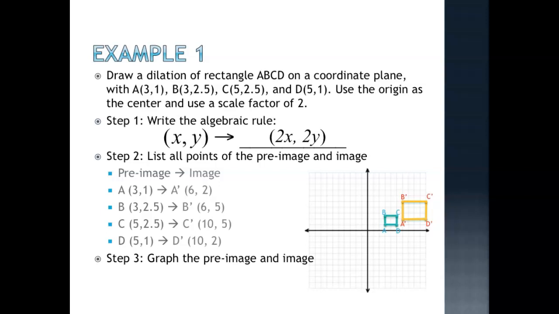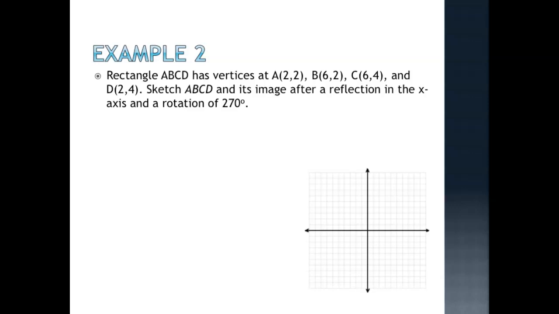All right, you'll also see some examples, like in this next one, where there may be multiple transformations. Here we see rectangle ABCD has vertices 2, 2, 6, 2, 6, 4, and 2, 4. Sketch ABCD and its image after a reflection in the x-axis and a rotation of 270 degrees. So there are two parts here. First, a reflection in the x-axis, and second, a rotation of 270 degrees.